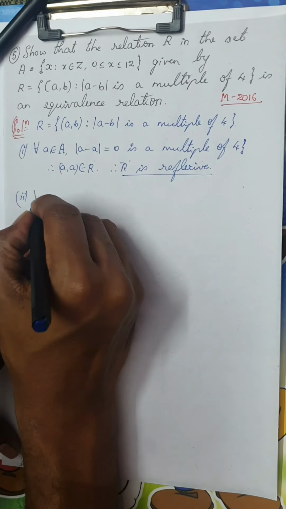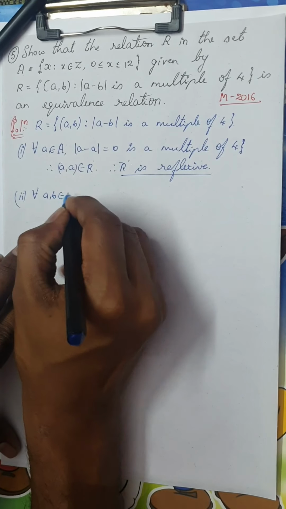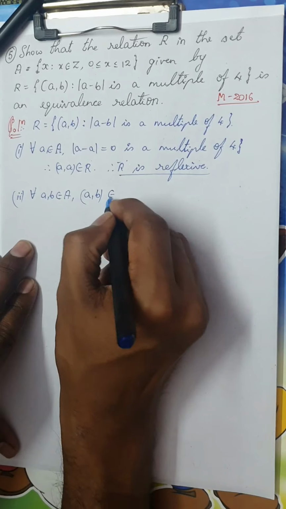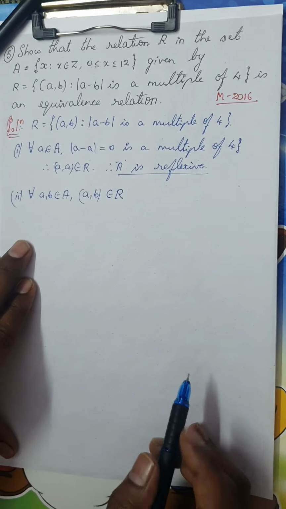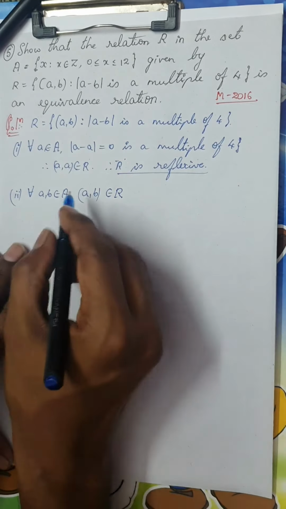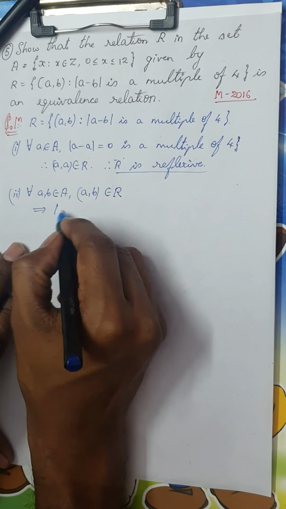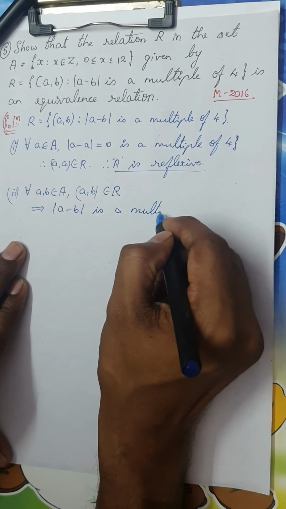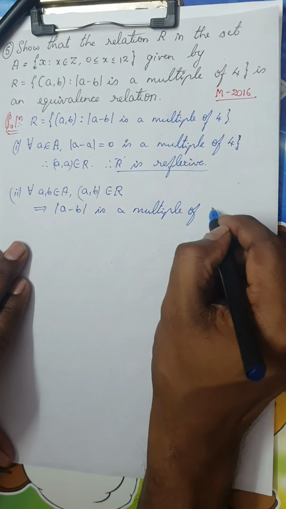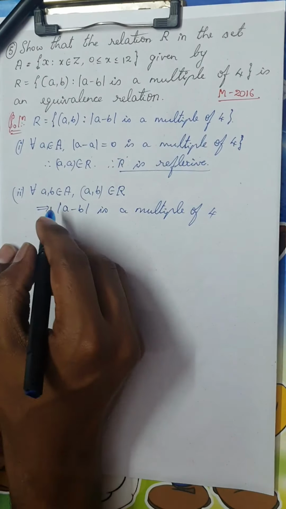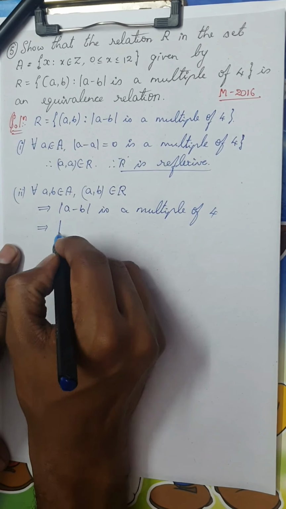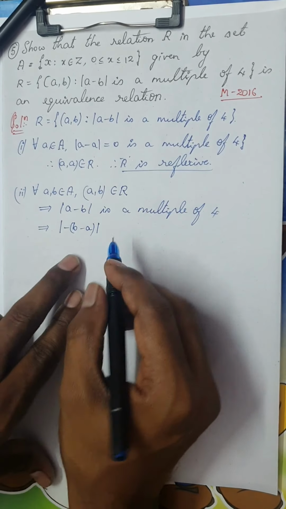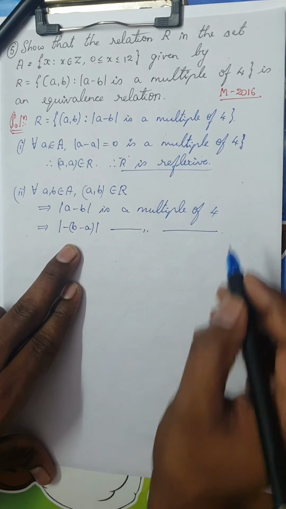Right, now you take any two elements, for all A comma B belonging to A. Let me take A comma B belonging to R. Okay, so this is for symmetric. If A comma B belongs to R, I can write modulus of A minus B is a multiple of 4. Because this is how it is defined. That implies modulus of minus of B minus A. I'll take the negative. Modulus of B minus A is again a multiple of 4.